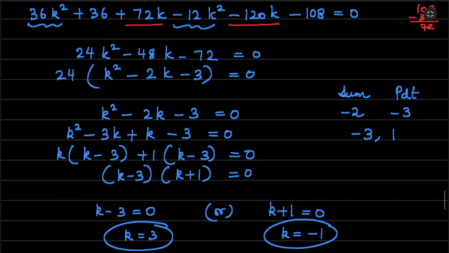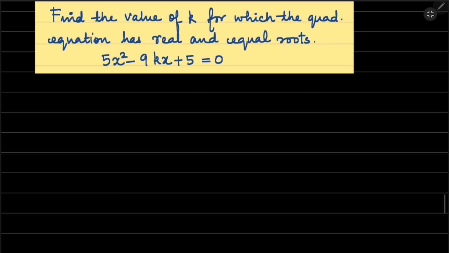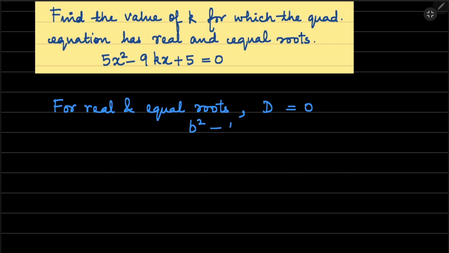Let's do a similar question next. Find the value of k for which the given quadratic equation has real and equal roots. So the minute you see real and equal roots, for real and equal roots, discriminant should be equal to 0. So b square minus 4ac is equal to 0.